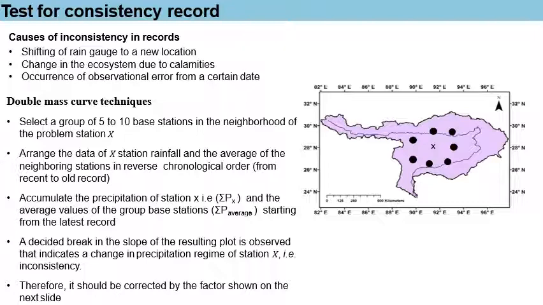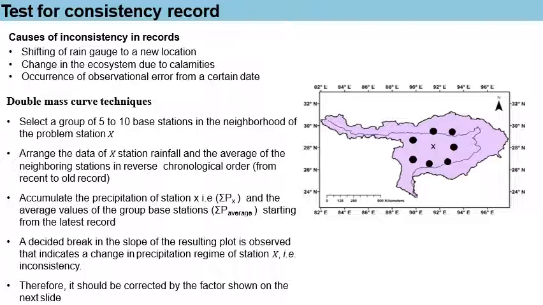Once you've done that, you have to take the average value of all these neighboring stations. Then you arrange the rainfall data in this X station as well as the average value of those neighboring stations in reverse chronological order. That means from the recent data to the old data. Suppose you have data from 1901 to 2015, so you have to arrange from 2015 onward. We will discuss this in detail in the coming slides.